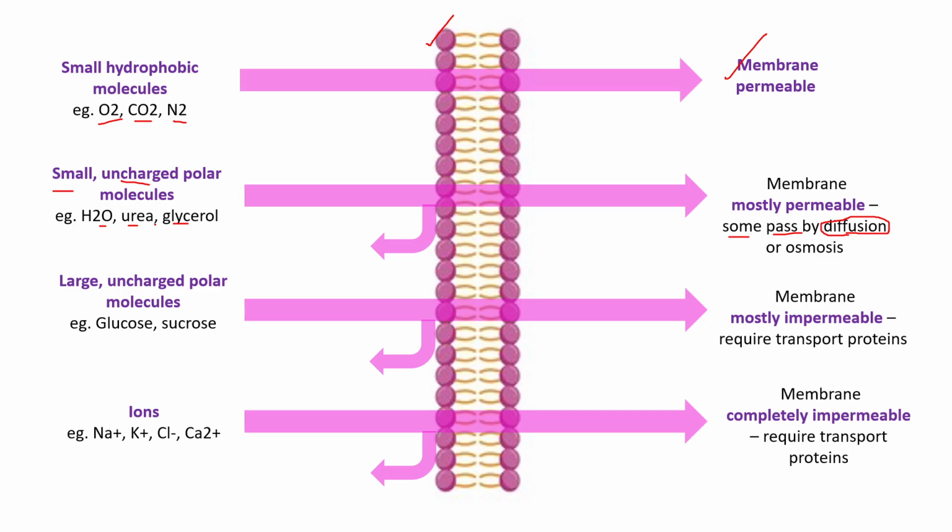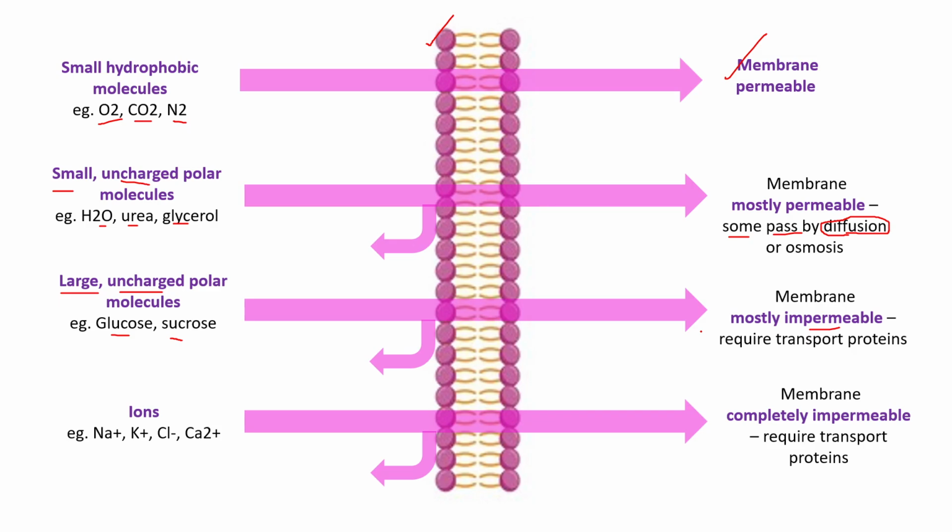Then next are large uncharged polar molecules like glucose, sucrose. These are mostly impermeable, so they cannot pass through the cell membrane, and for the transportation of glucose and sucrose, some transport proteins are there through which the glucose and sucrose can enter inside the cell. For glucose, we know GLUT channels are present, and through this GLUT channel, the glucose can transfer from the extracellular to the intracellular portion.